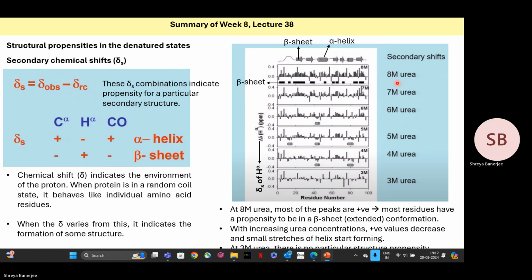As the urea concentration is decreasing, the positive values are reducing. You can see at 7 molar, positive values are less. At 6 molar, it is even lesser. At 6 molar, you can see that in some places the delta S of H alpha is becoming negative. And negative delta S H alpha means alpha helix. So you can see this region where the delta S H alpha is negative has a propensity to adopt the alpha helical secondary structure, shown by this tube here.